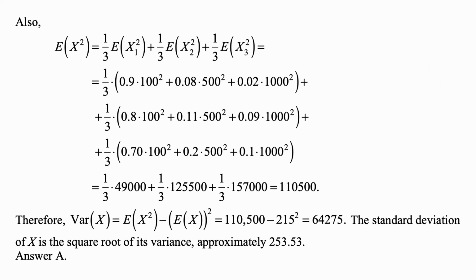And the variance is the second moment minus the square of the first moment, so 110,500 minus 215 squared. I had 212 there. I'm very sorry. So I just corrected this typo. So it's 110,500 minus 215 squared, and that's equal to 64,275. And the standard deviation of X is the square root of its variance, and that's approximately the square root of 64,275, which is approximately equal to 253.53, and that's answer A.